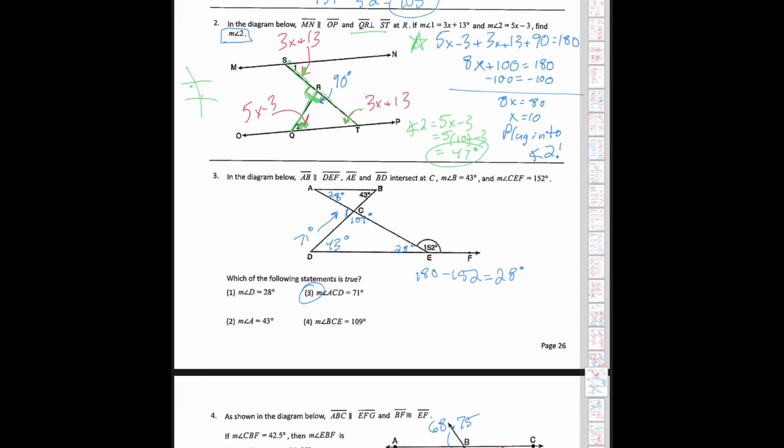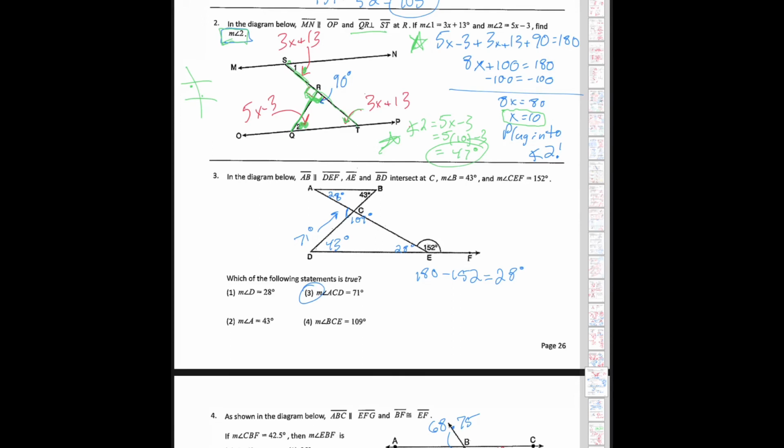If we add those three angles up, we can set them equal to 180 because of the interior angles of a triangle. When we do that and solve, we get x is equal to 10. Now that I have x is equal to 10, I have to find my angle 2. I do that here. I plug 10 into 5x minus 3, and I get 47 degrees for angle 2.